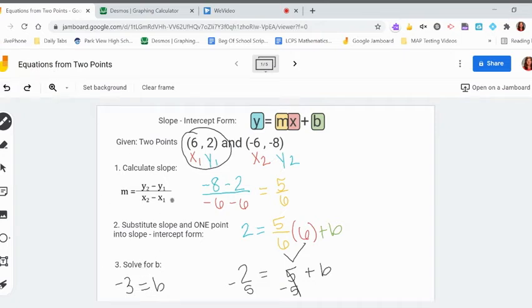Remember, we want the equation. Okay. So my final answer is going to be y equals the slope that I found here, 5 over 6. I keep x a letter. And my b here I got is negative 3. That is the equation of your line when you're given 2 points. Now, it does not matter which point you picked. I picked 6, 2. You could have picked this one. You'll get the same exact answer.